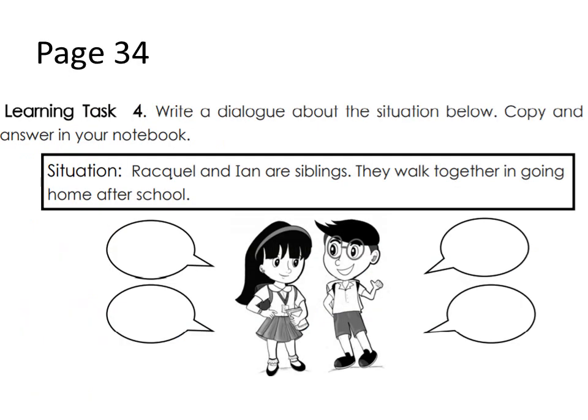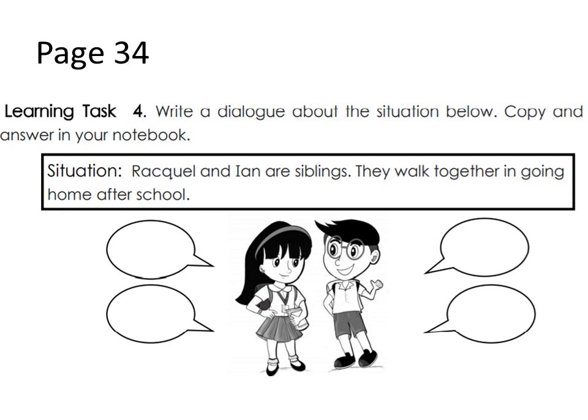So now in your notebook, just copy this, page 34, learning task 4. That's the only thing that you're going to copy. Page 34, learning task 4. Then after that, you draw two persons there, Raquel and Ian. Okay? And then you just have to write what they are going to say to one another.